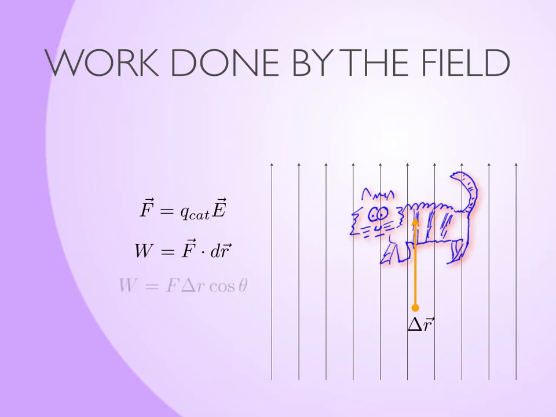If you don't like vectors, we can write that as F delta r times the cosine of theta, where theta is the angle. In this case, I've actually drawn that angle to be 0 degrees, so the cosine is going to go away. So the work done on this particular cat is the charge on the cat times the electric field strength times the distance that I have moved, the displacement he's gone through in that vertical direction.